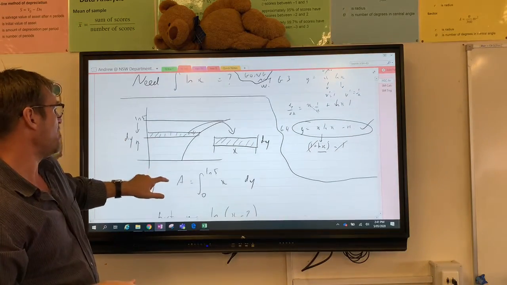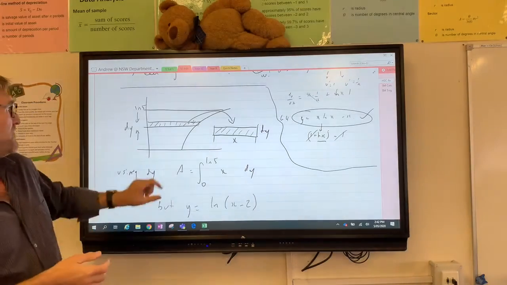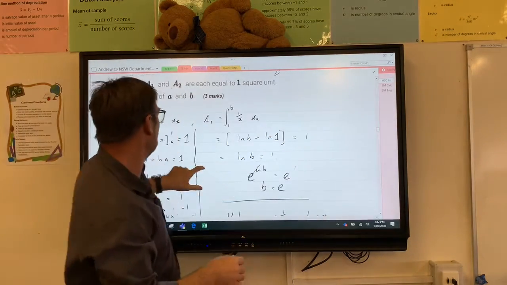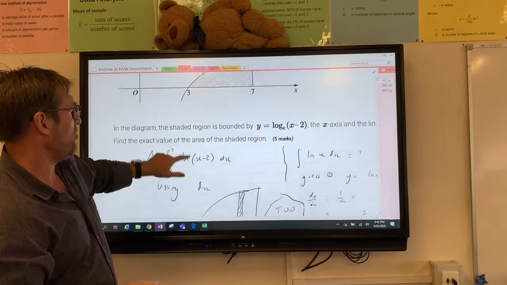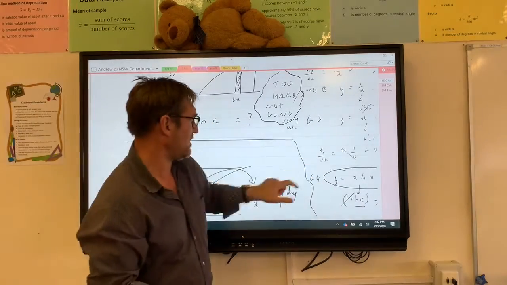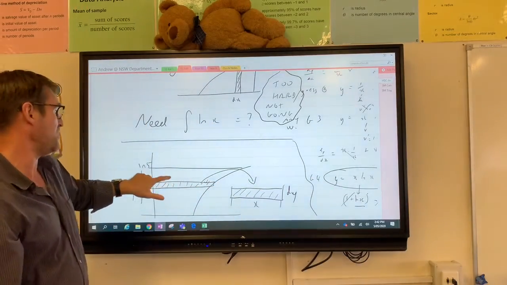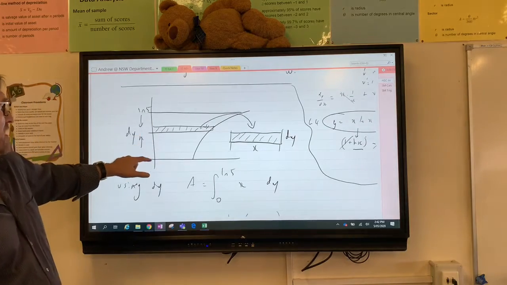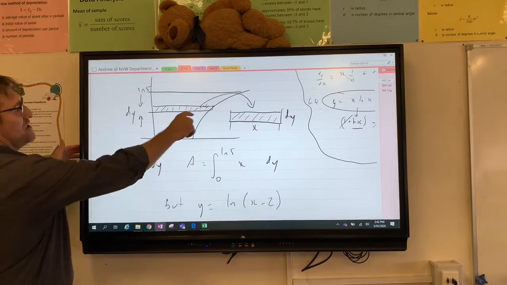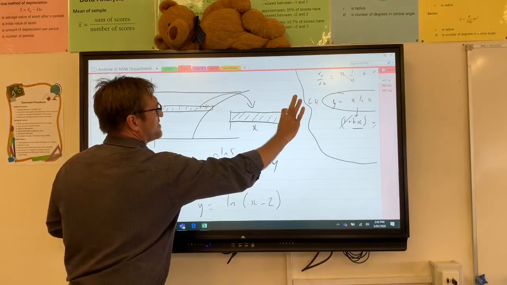We haven't really done a lot of these questions with dy, so we'll have a look at that. Ignoring all that stuff through here, that's figuring out I can't do integration with logs, I've said, well, let's have a crack at doing it using dy. So remember, how wide is this strip?